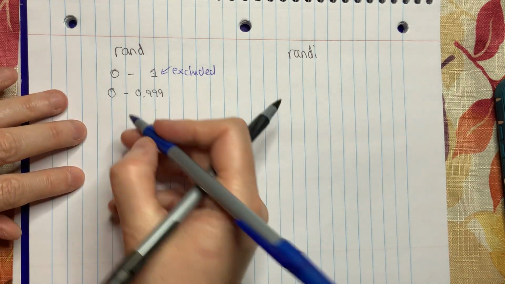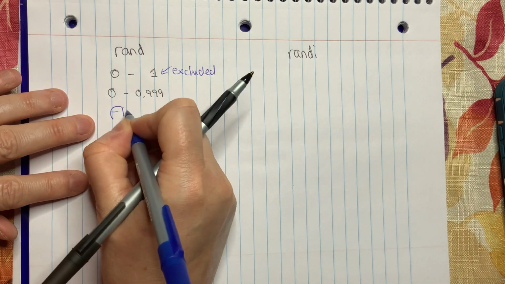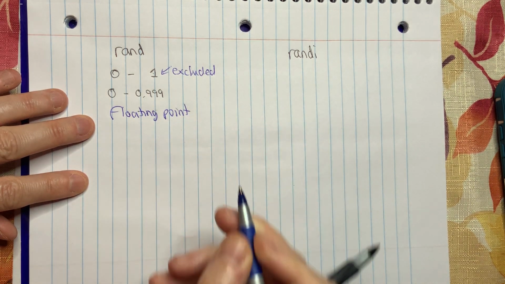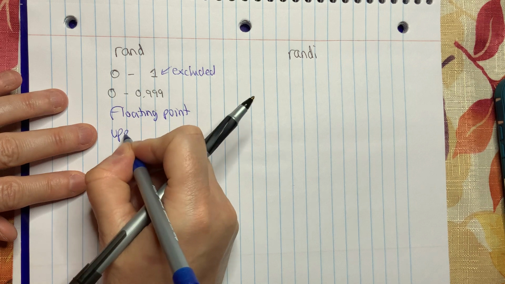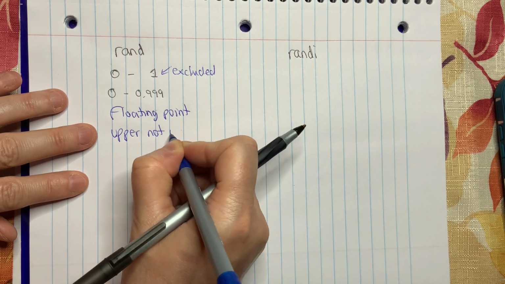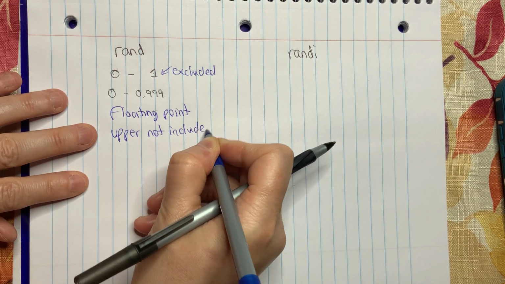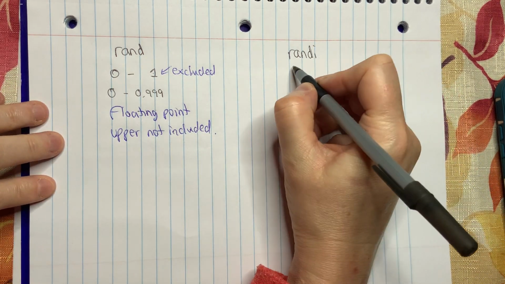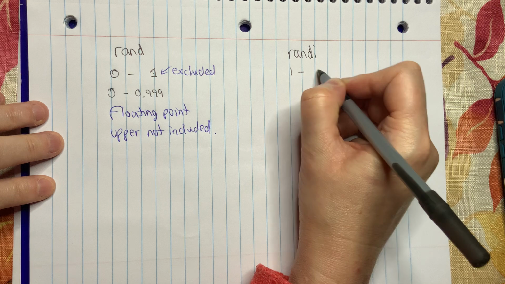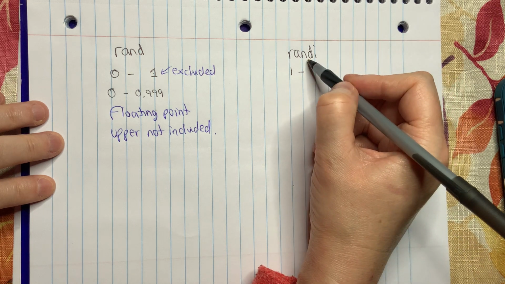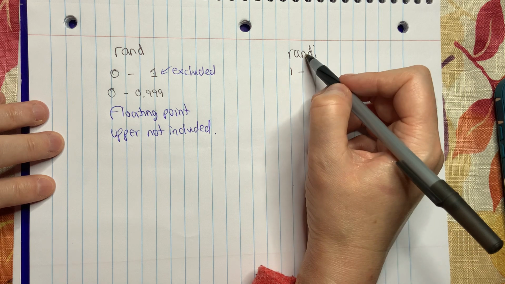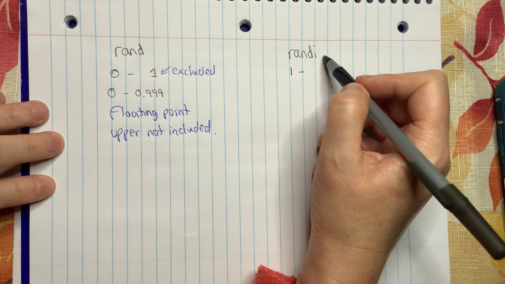The keywords for the rand function are floating point, which is just another word for decimal point, and upper limit not included. The randi function, on the other hand, returns a number between 1 and some upper limit. So the computer already knows it begins at 1, it's already programmed like this. But we have to give it an upper limit.